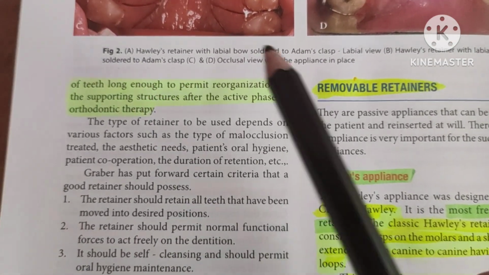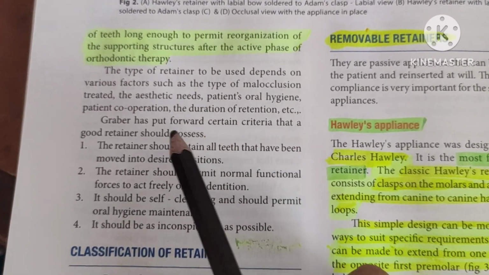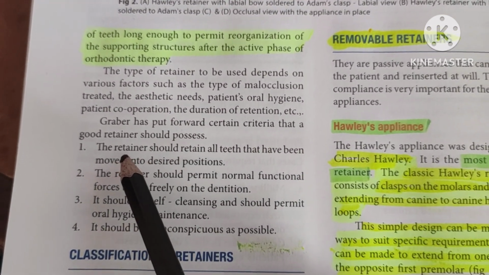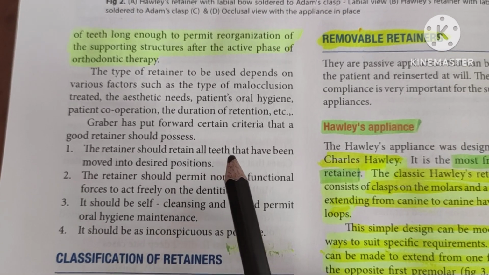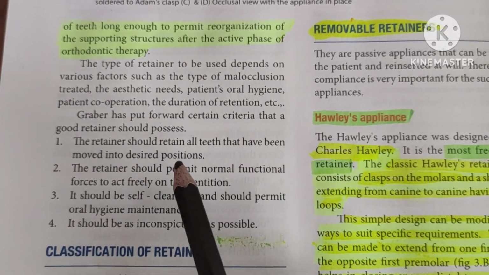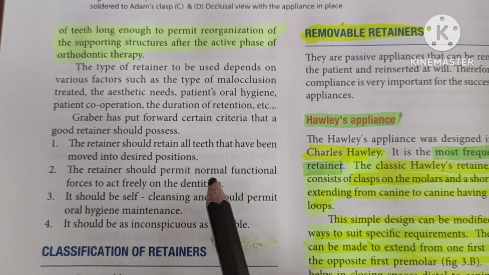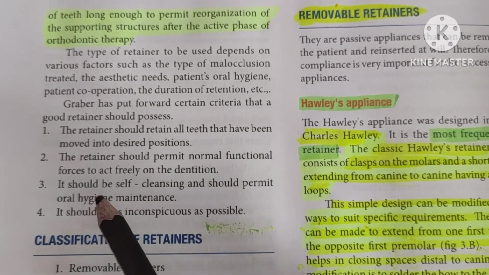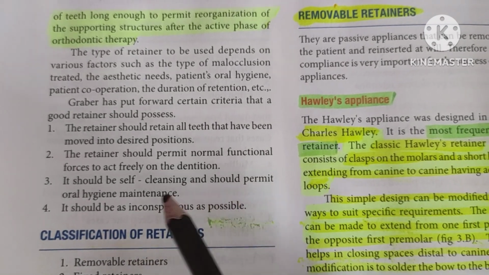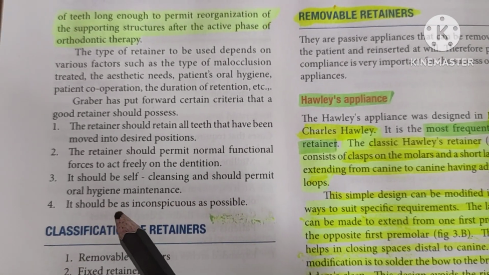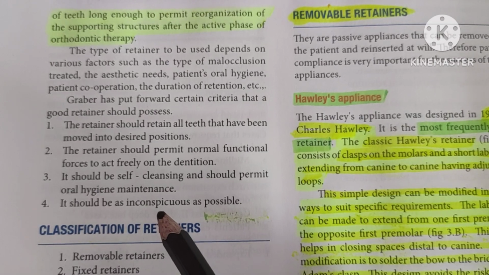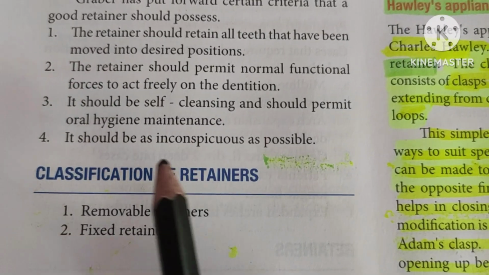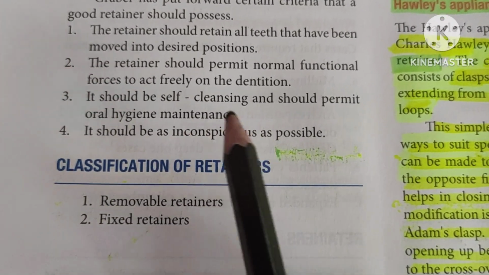Now there are criteria for a good retainer. The retainer should retain all the teeth that have been moved into the desired position. It should permit the normal functional forces to act freely on the dentition. It should be self-cleansing and should permit oral hygiene maintenance, and should be inconspicuous, which means it should be unnoticeable. It should not grab the attention.